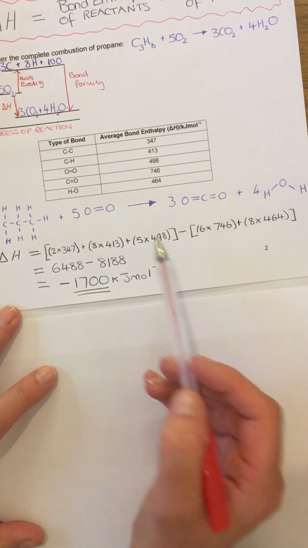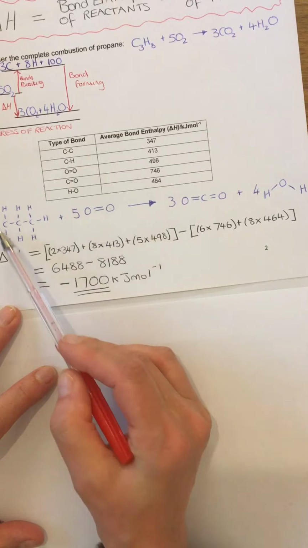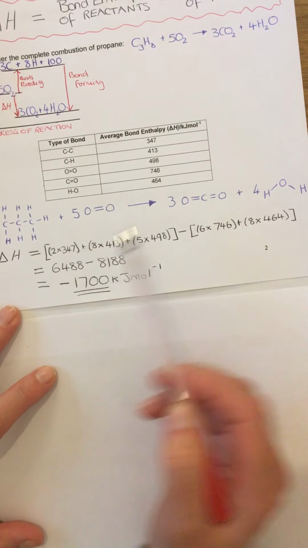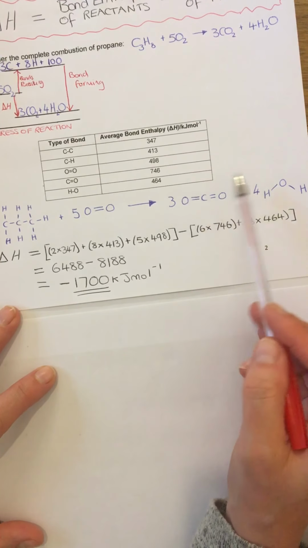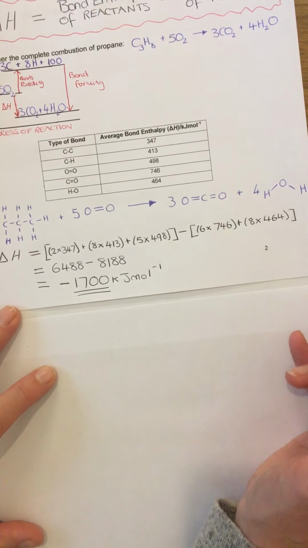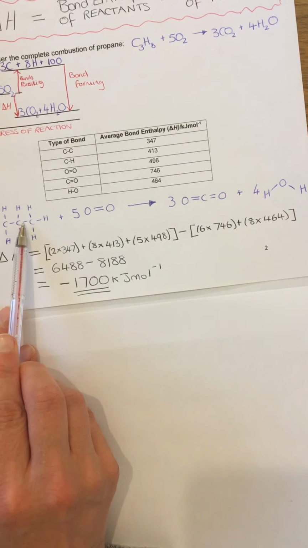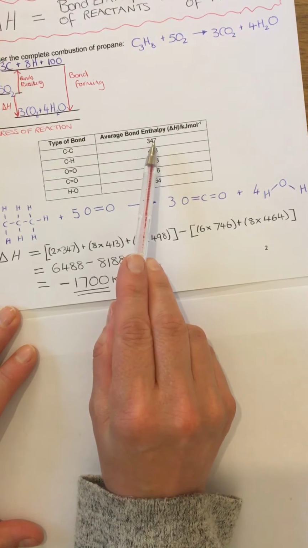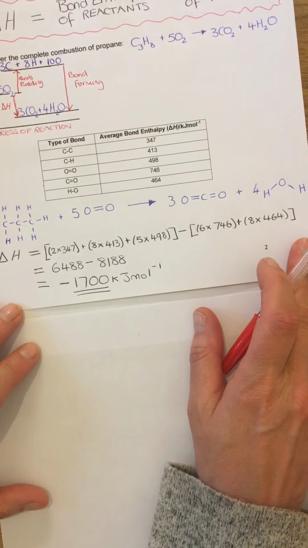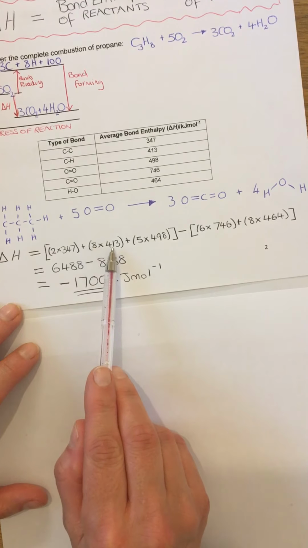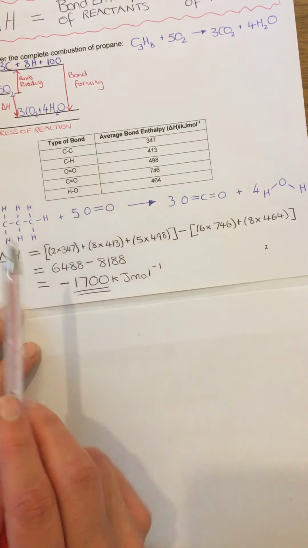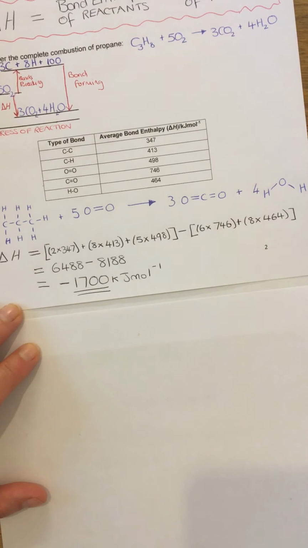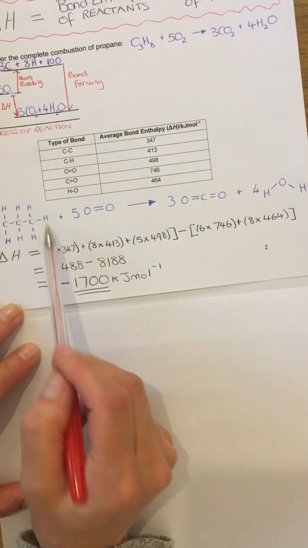So in order to work out the value, all the bonds in the reactants broken, added together, that's what's in this first square bracket, subtract all the bonds that are made in the products, which is what's in the second square bracket. If we look at it, we can see that there's 2 carbon to carbon bonds. So we've done 2 times 347, which is the value for the carbon to carbon bond. And then it's 8 times 413. 413 is the value for carbon to hydrogen. Count them up: 1, 2, 3, 4, 5, 6, 7, 8. You do have to count carefully. This is why it's useful to have the molecules drawn out.